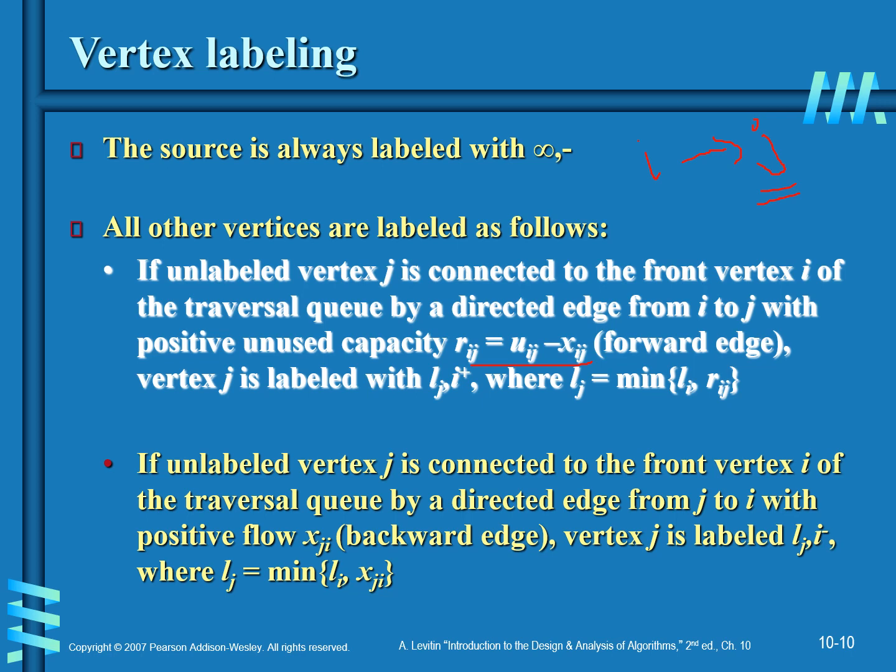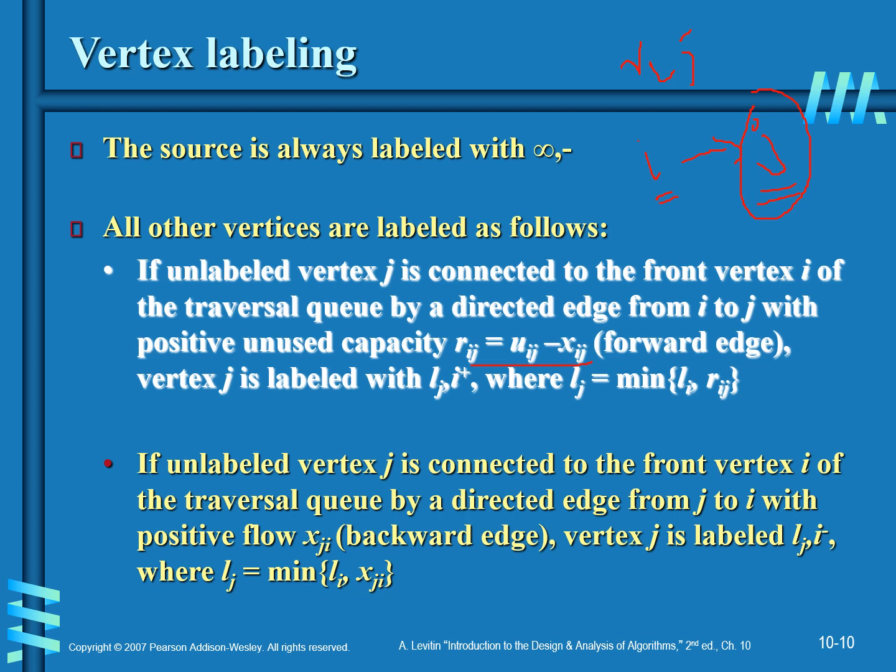So you find out what Rij is, and you label with the minimum of Rij and the flow label of vertex i. That is the current flow that can be added on this edge. Whichever is minimum, you label that. The second part of the label indicates from which vertex the flow is coming, so you label with that vertex number. If it is a forward edge, you label with plus.